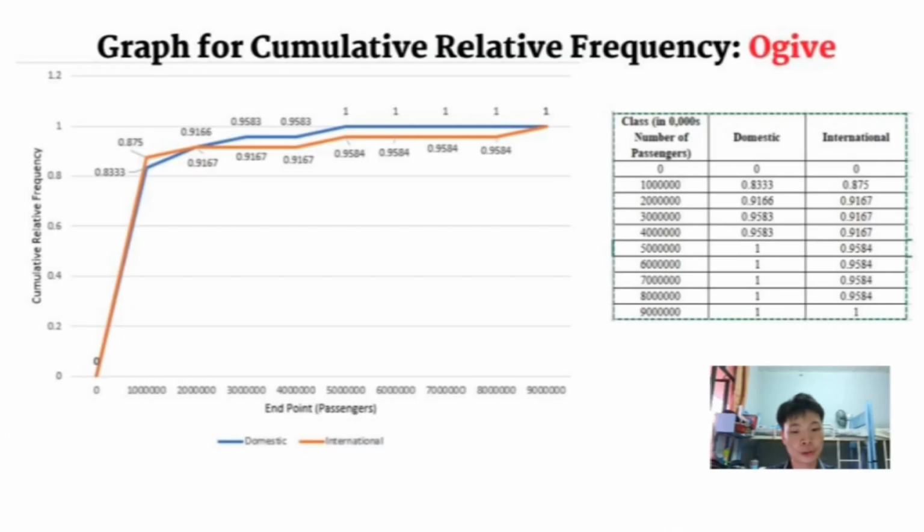0.417. So the next one is the graph for the cumulative relative frequency, and I'm using the ogive. The ogive always starts from 0 and increases to 1. For the cumulative relative frequency for domestic, it increases to 1 by the endpoint of 5 million passengers, and for international, its cumulative relative frequency increases to 1 at the endpoint of 9 million passengers.